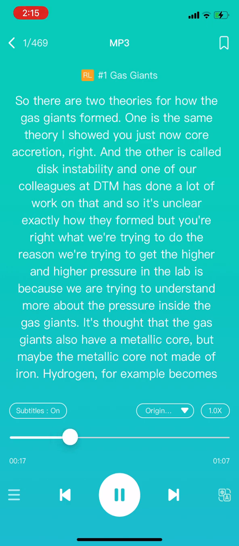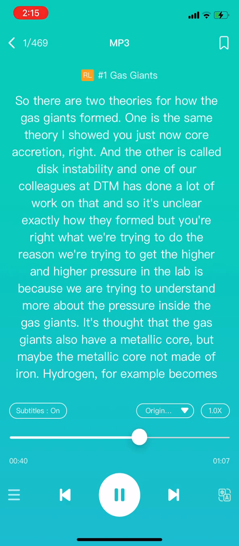And so it's unclear exactly how they formed, but you're right, the reason we're trying to get to higher and higher pressure in the lab is because we're trying to understand more about the pressure inside the gas giants. It's thought that the gas giants also have a metallic core, but maybe a metallic core not made of iron. Hydrogen, for example, becomes metallic at a certain pressure.